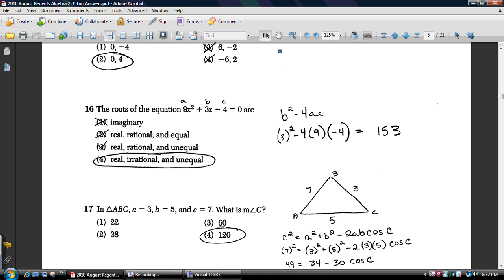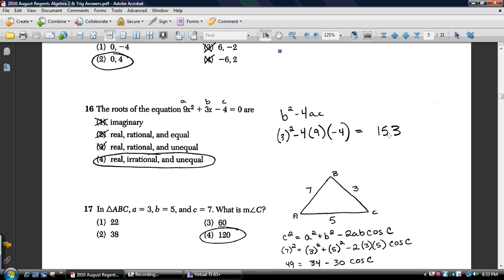The roots of this equation are... anytime you see this question, and it's almost always repeated in each Regents multiple choice, use the discriminant. The discriminant is b squared minus 4ac. And so that's b, that's a, and that's c. So that's going to be 3 squared minus 4 times 9 times negative 4. It comes out to be 153.